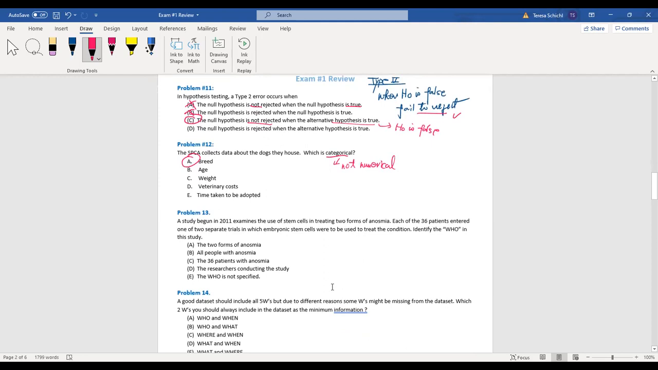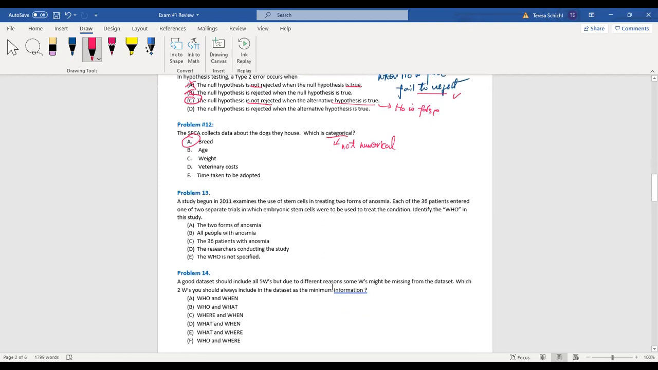All right. And so number 13 is here. They say a study began in 2011 examined the use of stem cells to treat a form of anosmia, and each of the 36 patients entered one of two separate trials in which embryonic stem cells were to be used to treat the condition. So identify the who here. Okay, so what is the who? The who in here is the 36 patients with what?